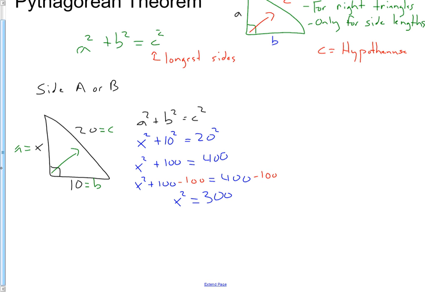The opposite operation of squaring something is square rooting it. So I've got x squared is equal to 300, and I'm going to square root both sides. So x is going to equal approximately 17.3 units. So that's how you use Pythagorean theorem to solve for either a side A or a side B.